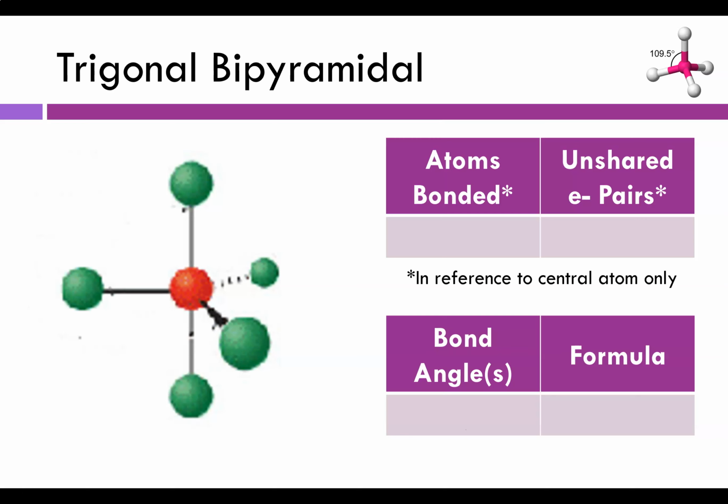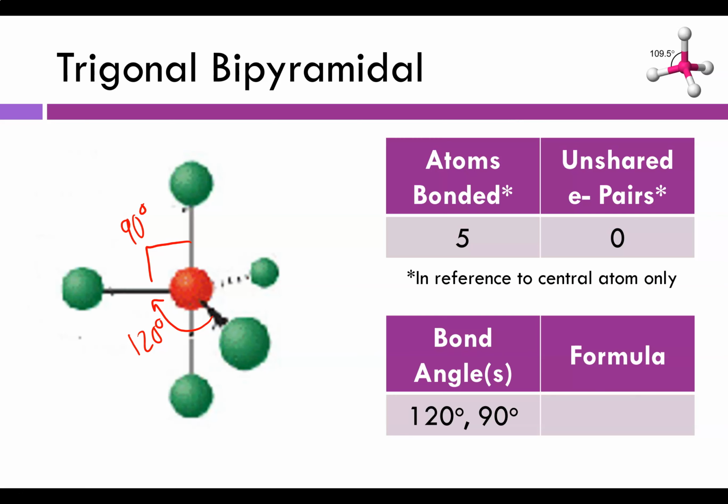Next up is trigonal bipyramidal. I can think trigonal because we've got that 3. The prefix bi means 2, so it's like a pyramid up top and a pyramid below. In this case, we've got 5 atoms bonded to the central atom. We have no unshared pairs of electrons. We're going to have 2 different sets of bond angles here. If you look around the equator of the central atom, they're shaped as a triangle, so that should be 120 degrees. And if you look from the one up to the one out, that's going to be a right angle at 90 degrees.